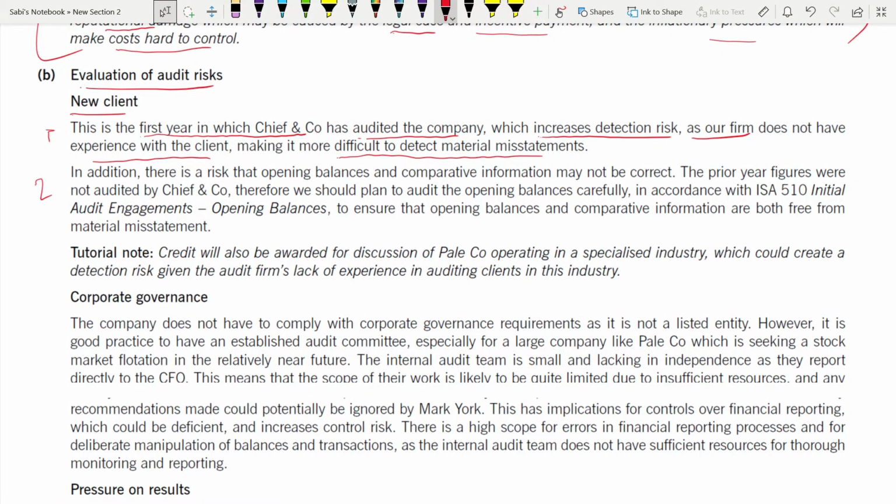So it is very common that this is one of the first audit risks. It is easy to write. Some risks are very easy to identify also, for example new client, corporate governance and so on. But for the others, you need to think a bit.